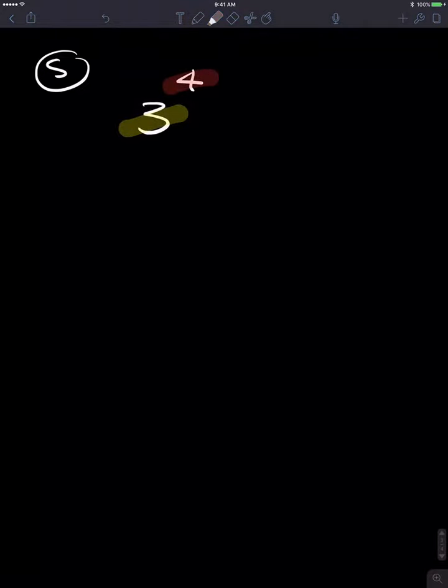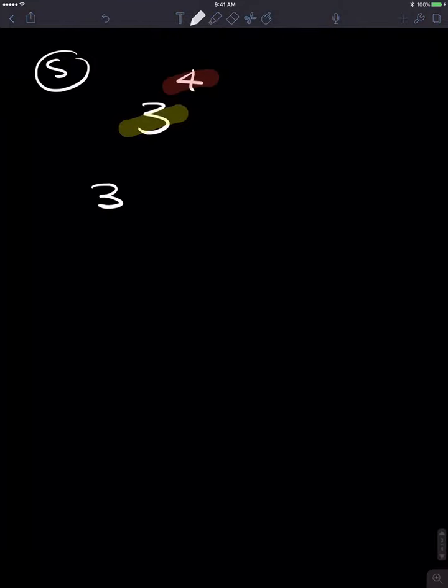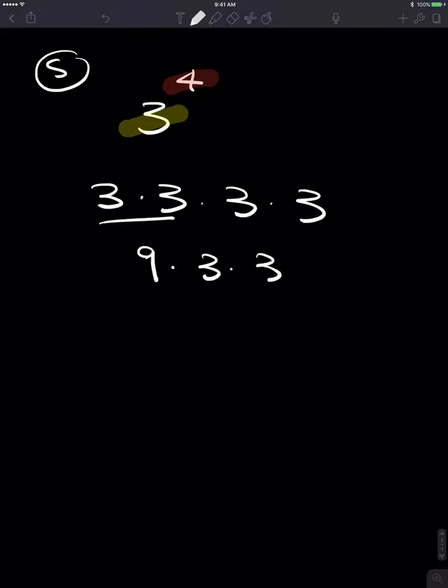Number 5. I have 3 to the 4th power. My base here is a positive 3. My exponent is a 4. So I write down my base of 3 4 times, and I repeat multiply. 3 times 3 is 9. 9 times 3, 27.